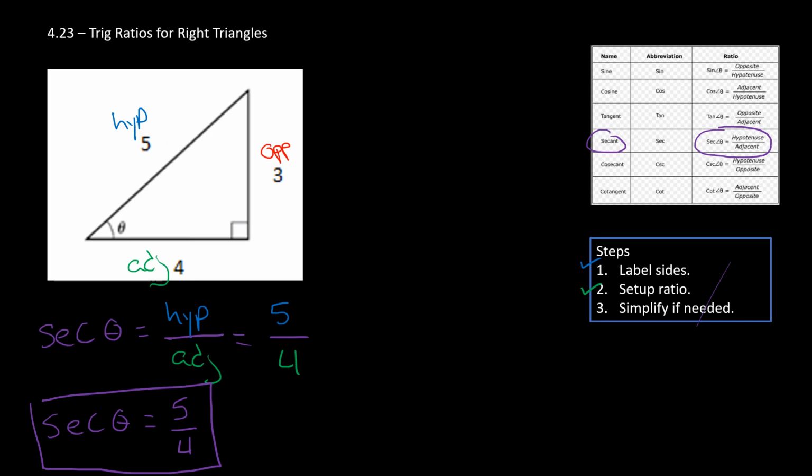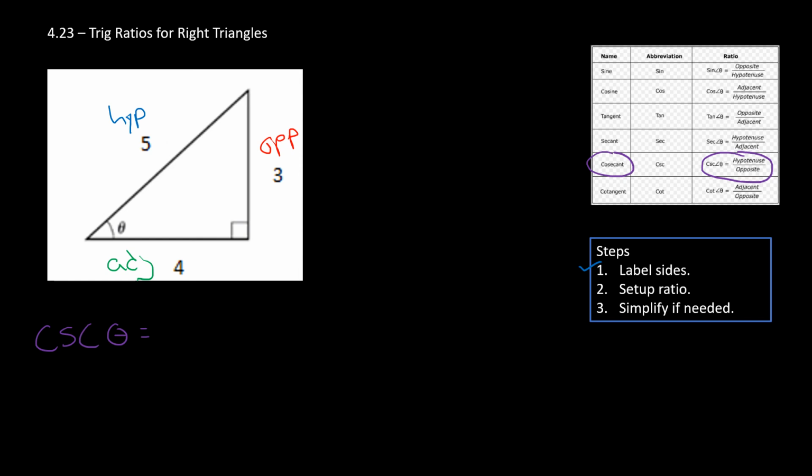Next problem. Let's go ahead and solve for cosecant theta. Well, with cosecant theta, we'll see that here we have a trig ratio of hypotenuse over opposite. So let's go ahead and label our sides. We've got our opposite, we have our adjacent, and we have our hypotenuse. So we've labeled our sides.